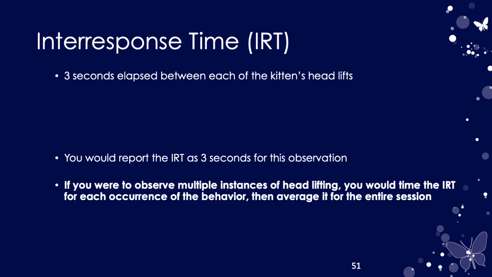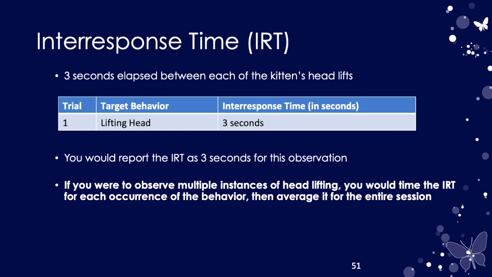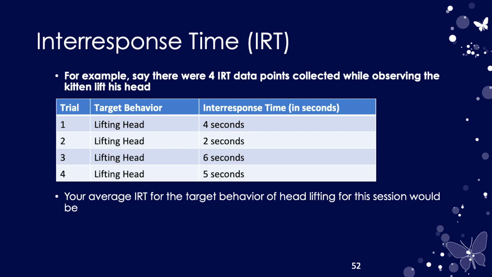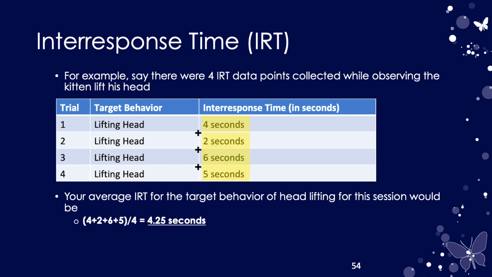If you were to observe multiple instances of head lifting, you would time the IRT for each occurrence of the behavior, then average it for the entire session. It would look something like this. You would add 4 plus 2 plus 6 plus 5 divided by 4, which would give you 4.2 seconds.